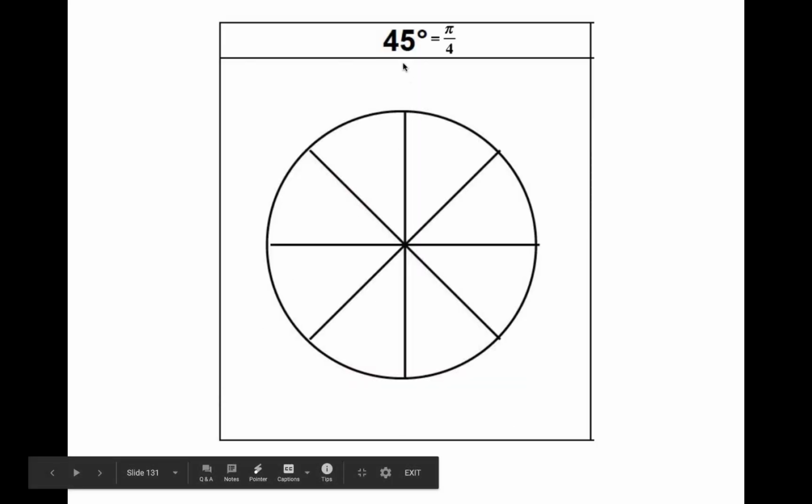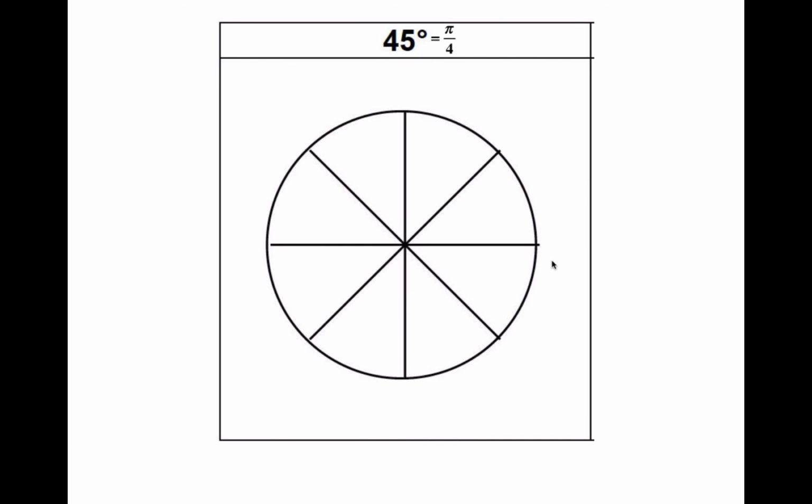All right, so since 45 degrees is pi over 4, and we know every 90 degrees is half a pi, a quarter of a pi is halfway to half a pi. So that's going to be here in quadrant 1 in our unit circle. So notice my angle is now labeled pi over 4. I'm not labeling it 45 degrees, I'm labeling it pi over 4.